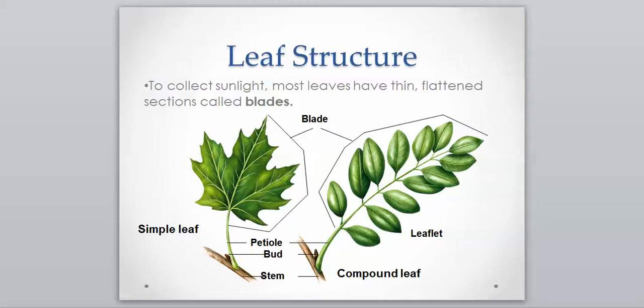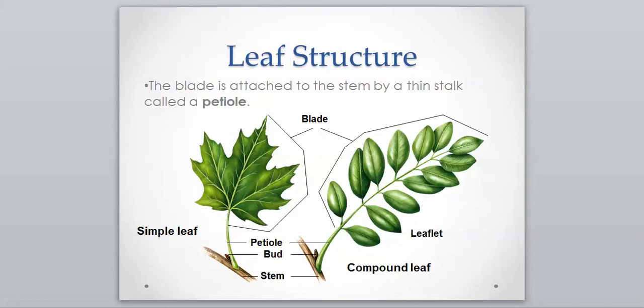We can see this whole section here on the left is bracketed in as a blade, and this whole area, even though they look like maybe individual blades, is going to be considered a blade. We will talk about the difference between these two and what those little parts actually are in a second. So the biggest part of a leaf is what we're going to refer to as a blade. And the blade is attached to the stem by a thin stalk called a petiole.